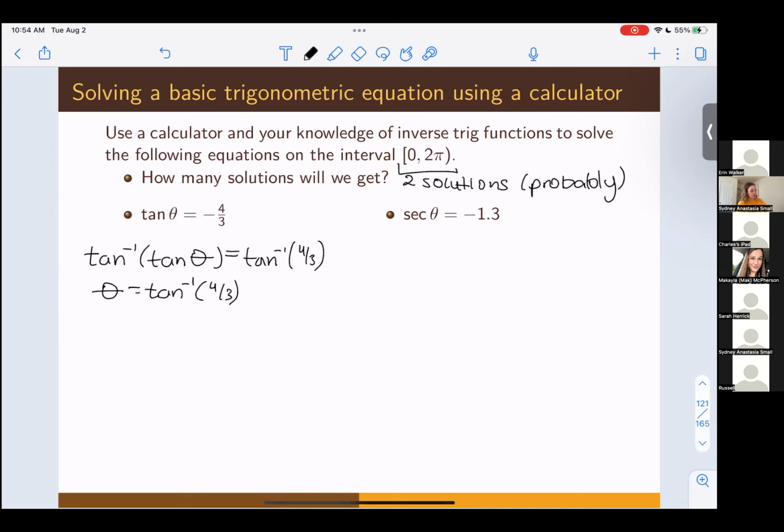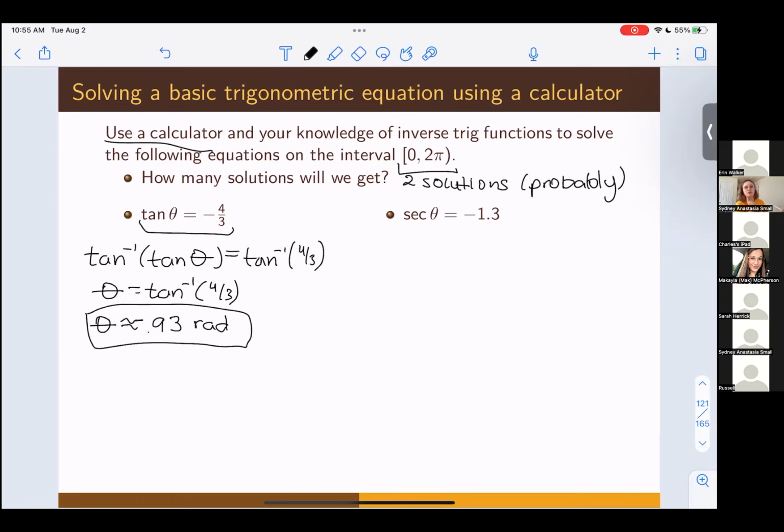Now notice I said use a calculator in your knowledge of inverse trig functions. I don't know the inverse tangent of negative 4/3 off the top of my head, which is why we're doing this. So I'm going to use my calculator in radian mode to solve this. So doing that, I get that theta is approximately negative 0.93 radians. Cool. All right. So technically, theta is approximately negative 0.93 radians is a solution to this equation.